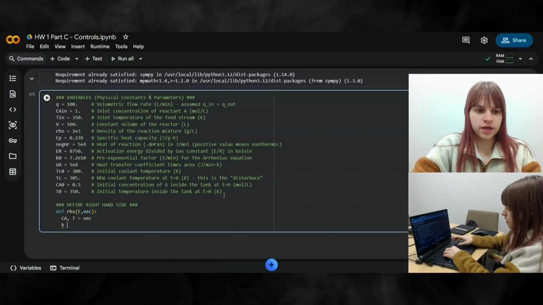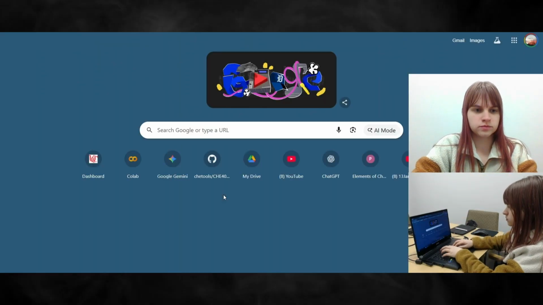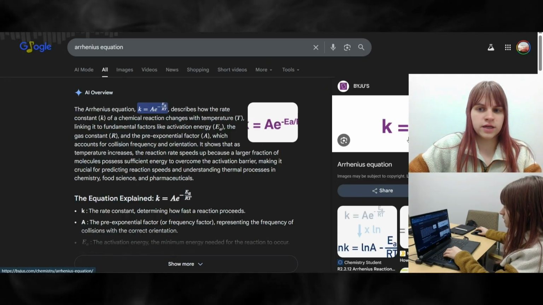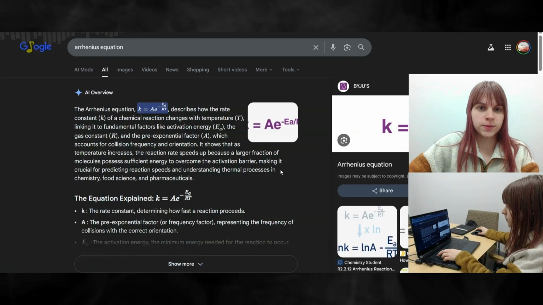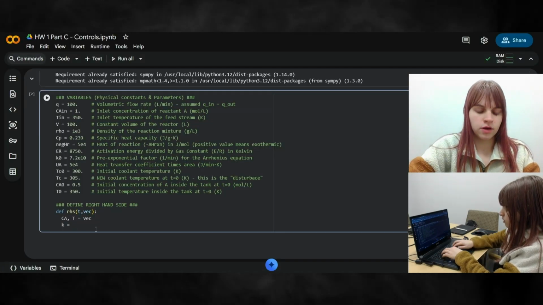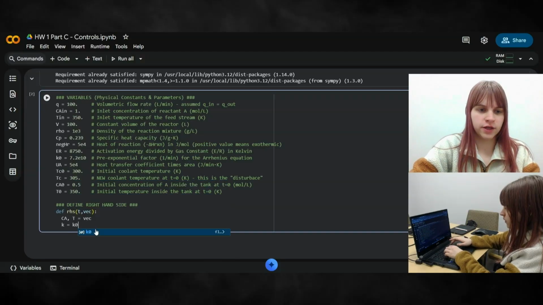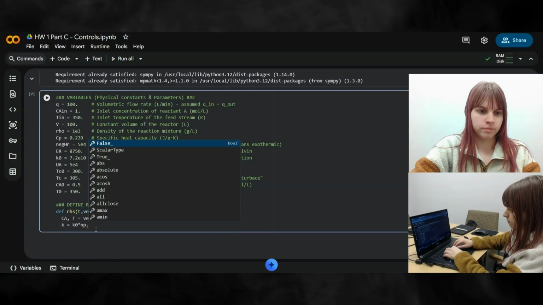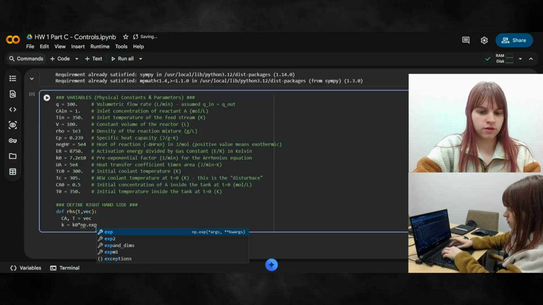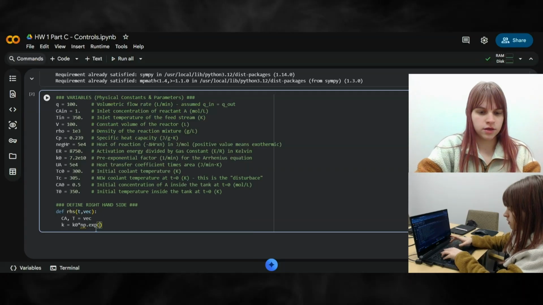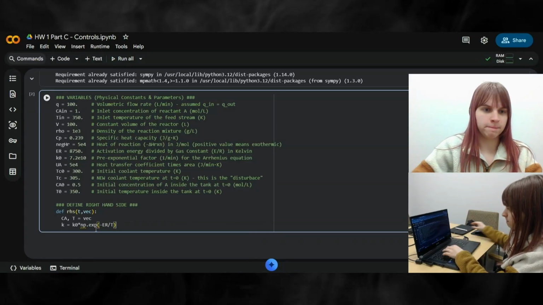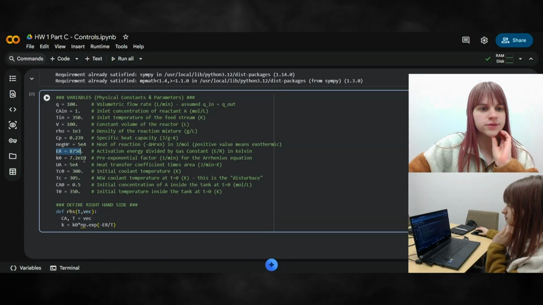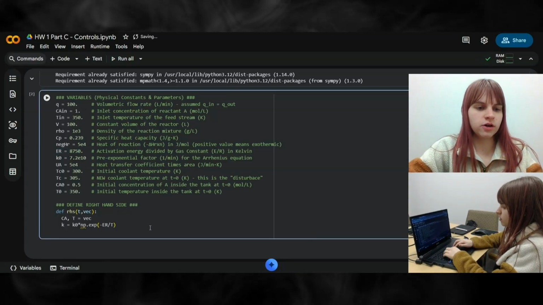We also know that K, this is the Arrhenius equation. K equals A times e to the negative Ea over RT. Our A is K naught, and we are multiplying this by e to the negative E over R over T, because we already defined this value right here as E over R.